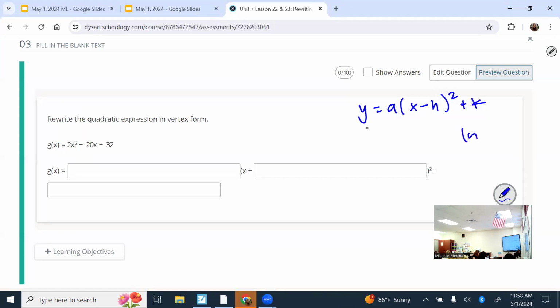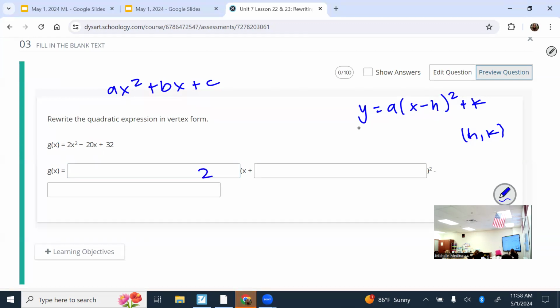Okay, so if you can figure out what the vertex is, which you can from standard form, like I'll show you, then you can put it into vertex form. The A in the vertex form is the same as the A in your standard form, so that should be pretty easy. What's the A of this? So that will go here.